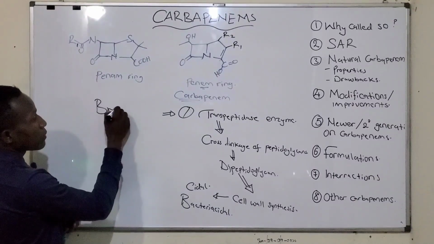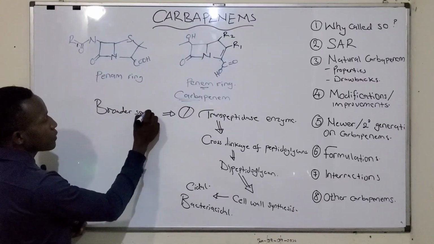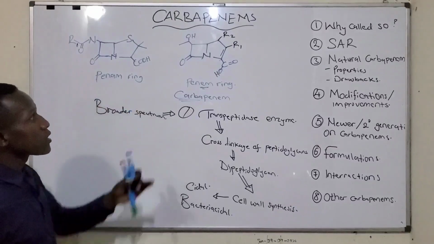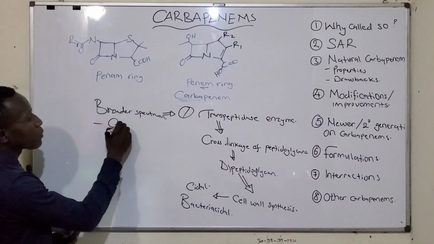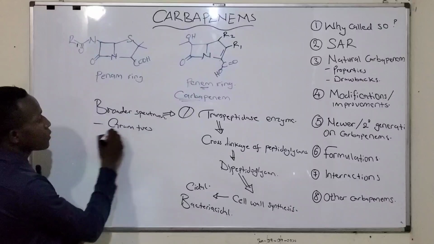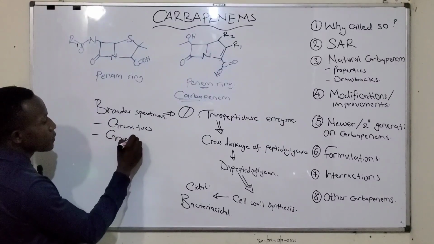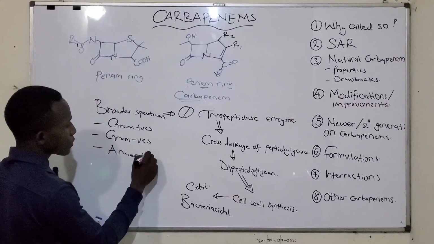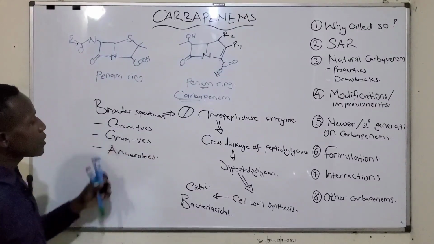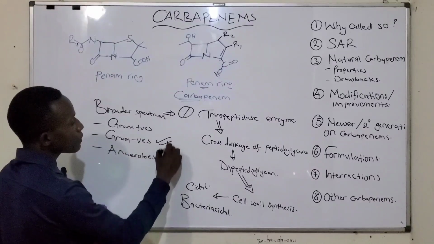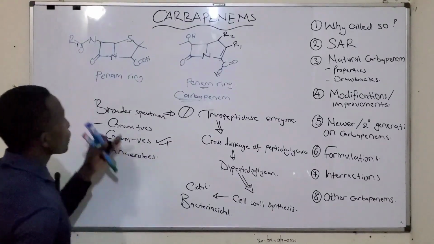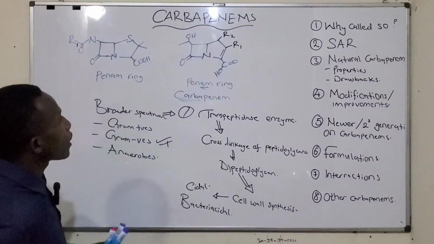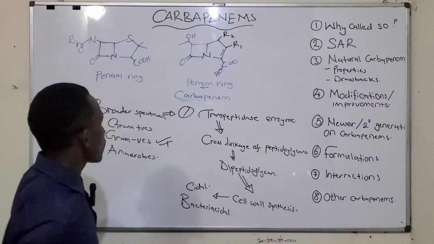They have a broader spectrum of activity than even the penicillins and cephalosporins. They can target gram positives, the gram negatives, and some anaerobes. But their activity targets more of the gram negatives. So they have a broader spectrum than penicillins. That's all we can talk about the carbapenem. Let's go to the SAR.